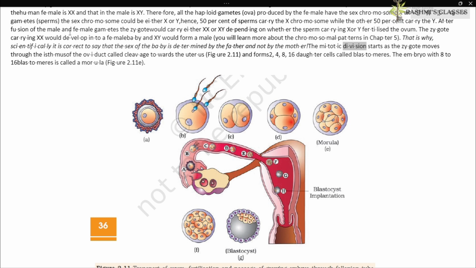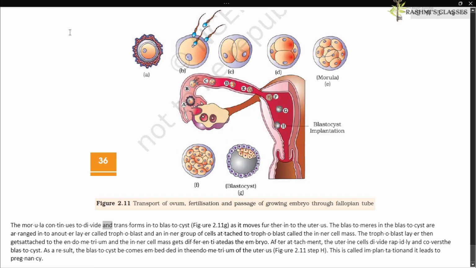The mitotic division, called cleavage, starts as the zygote moves through the isthmus of the oviduct towards the uterus, Figure 2.11, and forms 2, 4, 8, 16 daughter cells called blastomeres. The embryo with 8 to 16 blastomeres is called a morula, Figure 2.11e. The morula continues to divide and transforms into a blastocyst, Figure 2.11g, as it moves further into the uterus.